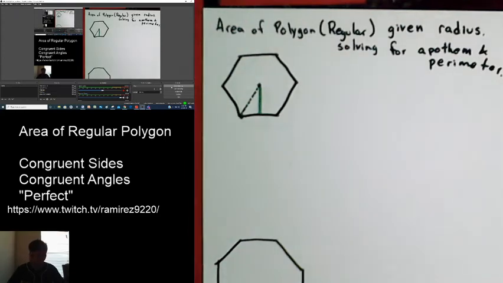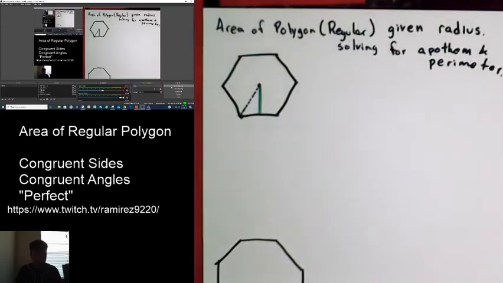There's one final way that you could possibly see this. What if they give you the radius, but they do not give you your apothem or perimeter, and you're still asked to find the area? Okay.